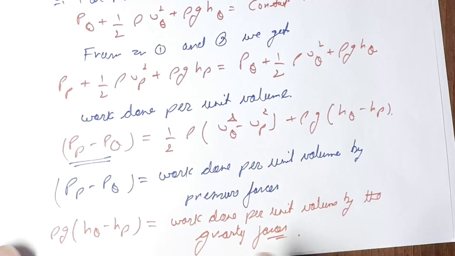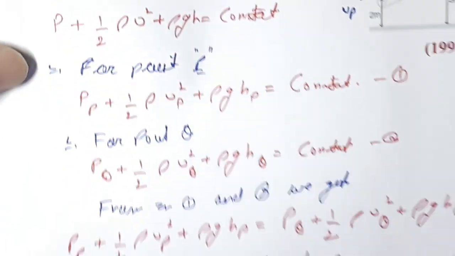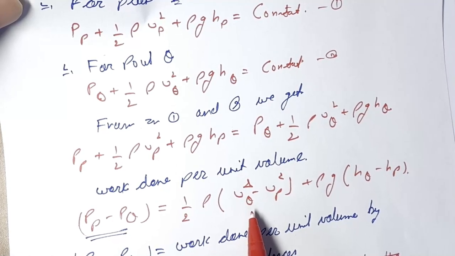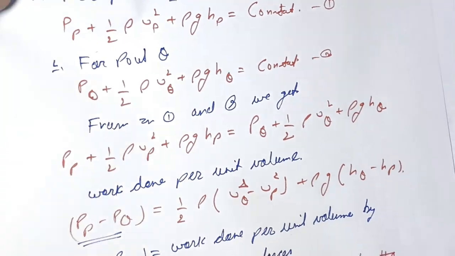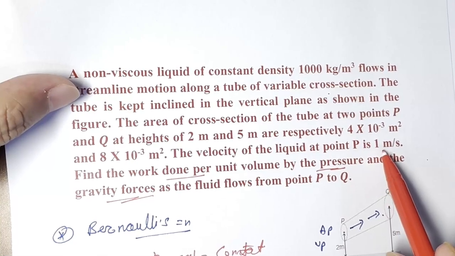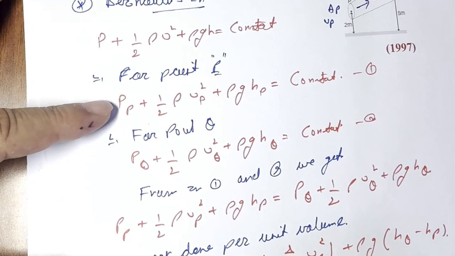So we are only required to find out these two. So let us first of all, okay, now in this question VQ is given to us. VQ is, sorry, not VQ is given, but VP is given. Velocity at point P is 1 meter per second. So we know VP, but we do not know VQ.